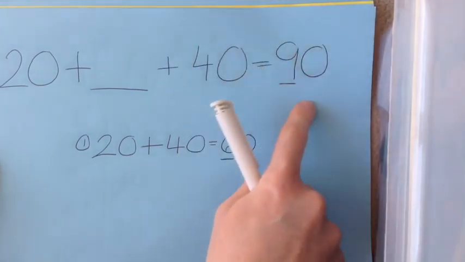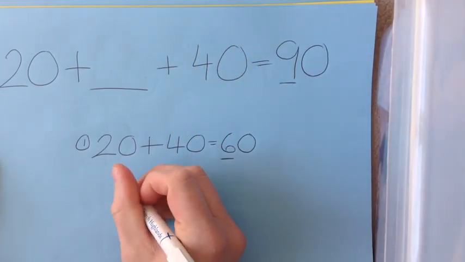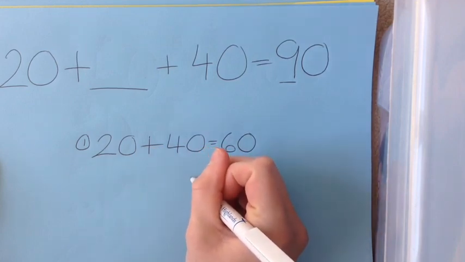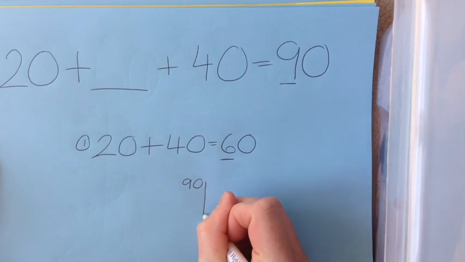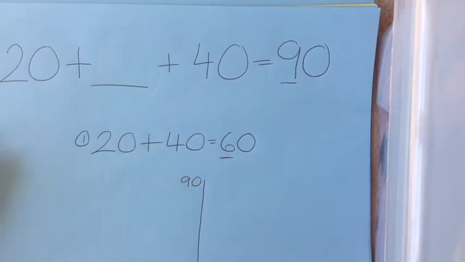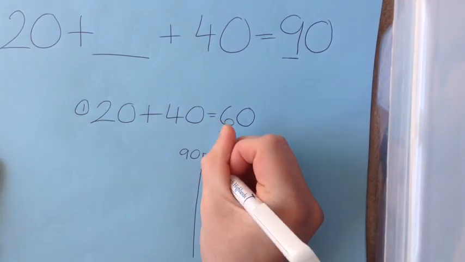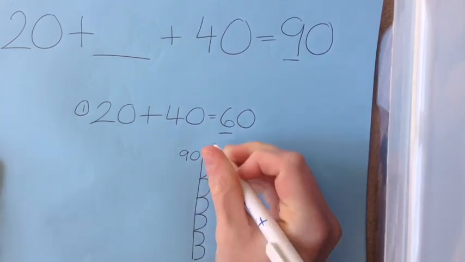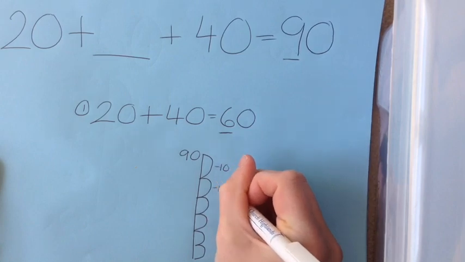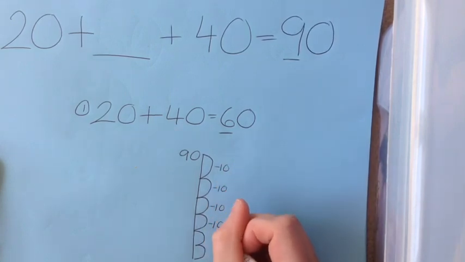So in my subtraction I'm starting with my biggest number, so 90. So here at the top I have 90, and I'm going to take away 6 10s. 10, 20, 30, 40, 50, 60. And each time I'm taking away equal amounts.